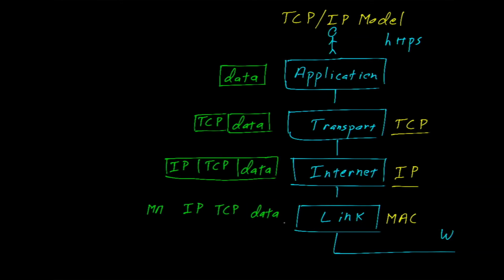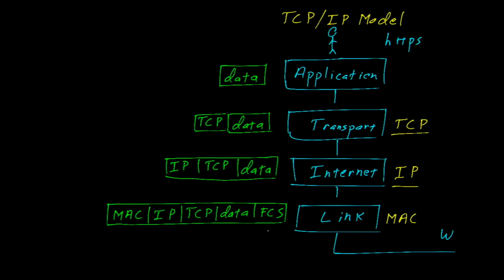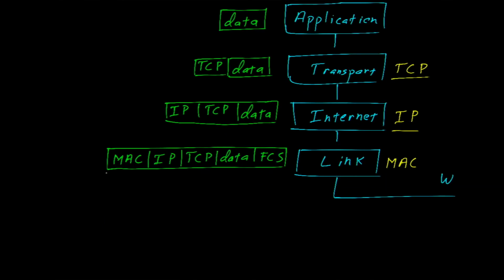Actually, let's redraw that because it adds something else as well. So we have the MAC, the IP, the TCP, the data, and the error correction codes. So that's the frame check sequence. Collectively, we would call this whole thing a frame.